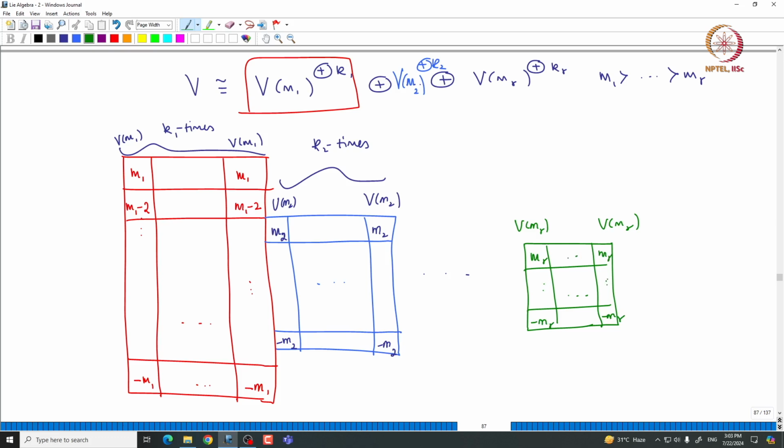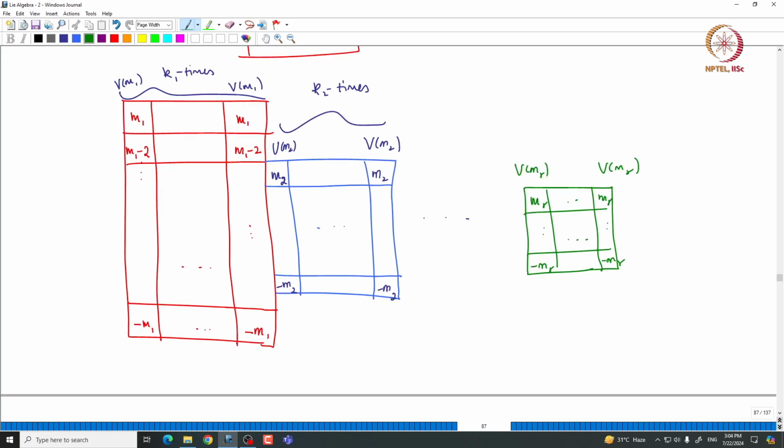So, this is how capital V is decomposed as a direct sum of irreducible modules. But this is kind of working backward. If we know this decomposition, we can get all information about capital V. For example, if we fix some weight a and ask what will be the dimension of that weight space Va, let us try to compute it using this diagram.